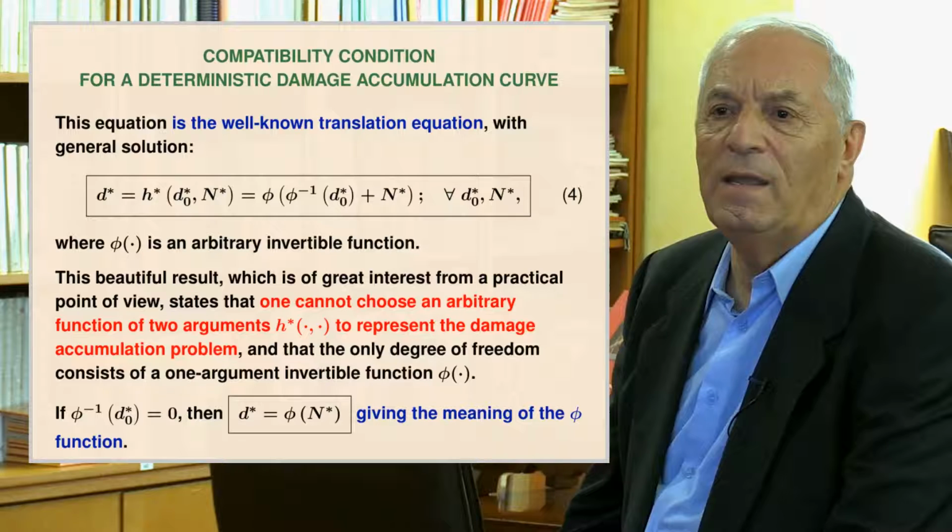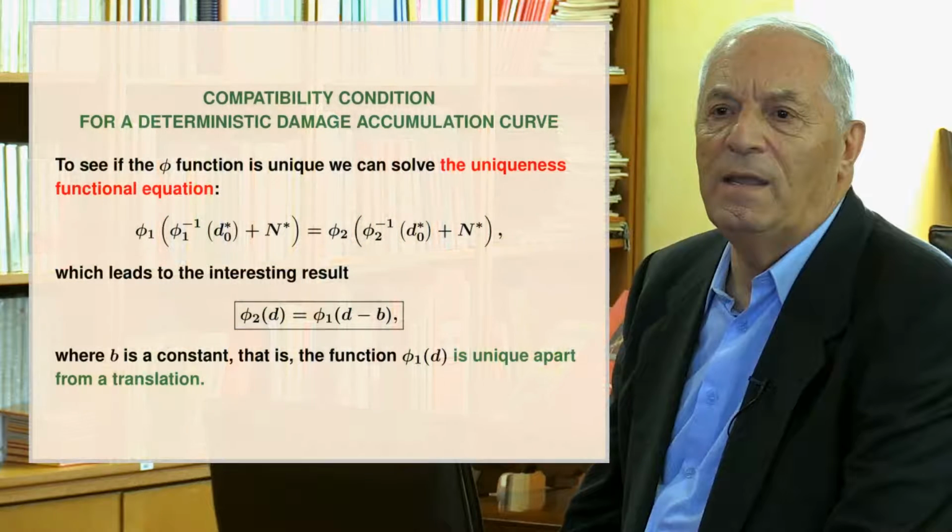That is, we can now understand the real meaning of function phi that gives the damage after n cycles when the initial damage d0 is considered associated with 0 cycles. To see if the phi function is unique, we can solve the indicated uniqueness functional equation.